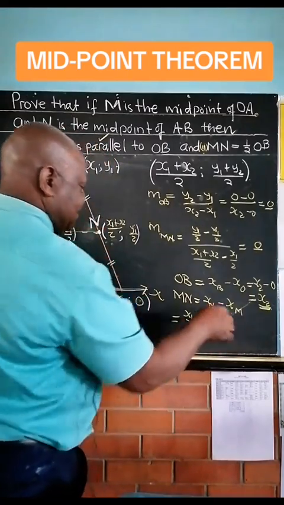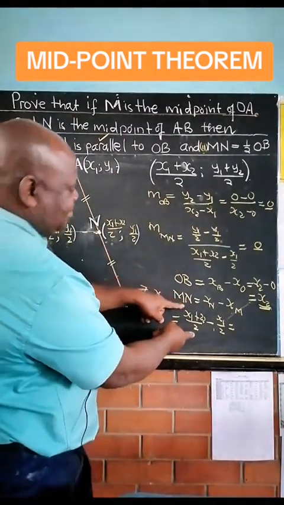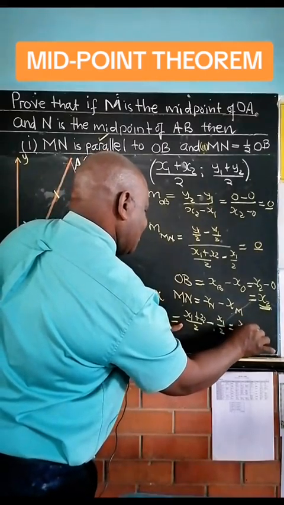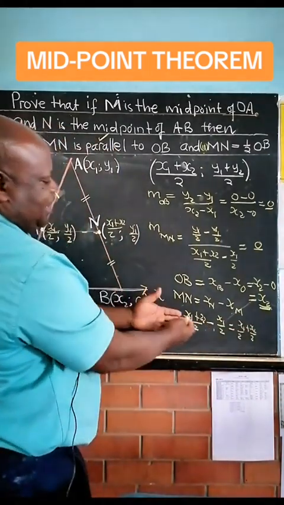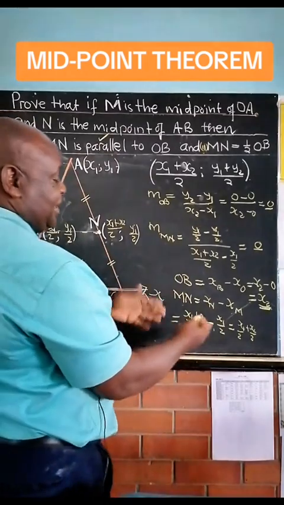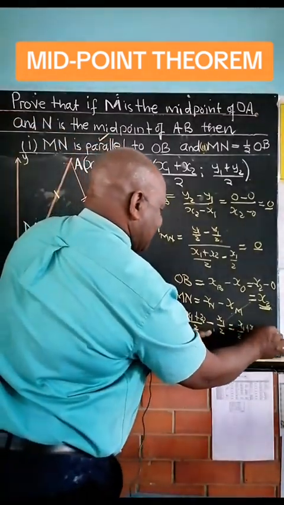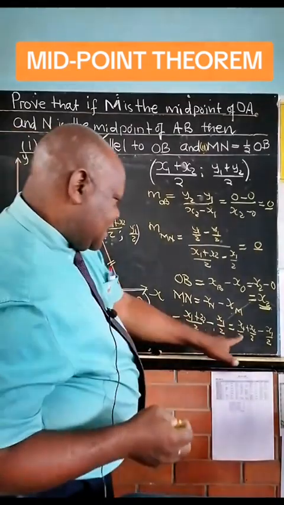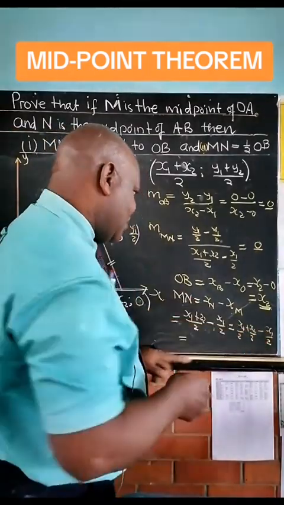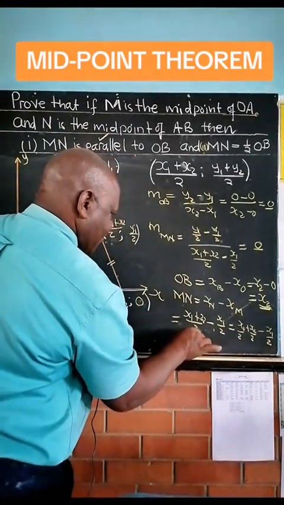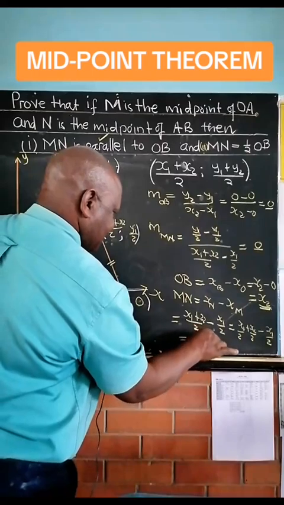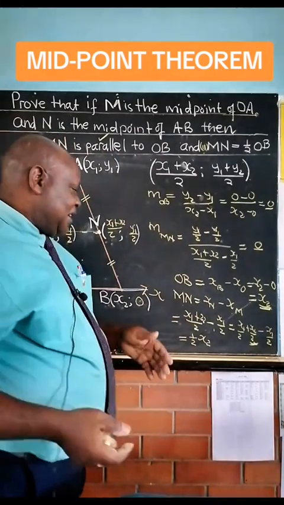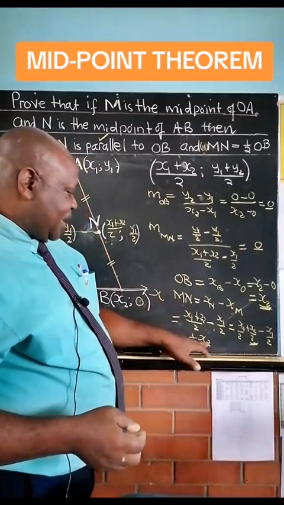This is the same as, you can split this into x1 over 2 plus x2 over 2, because they share the same denominator. You can separate them like that. Minus x1 over 2. We observe that x1 over 2 and minus x1 over 2 cancel. So we remain with x2 over 2, which is just half of x2. So let's check now. Our MN is half of x2.